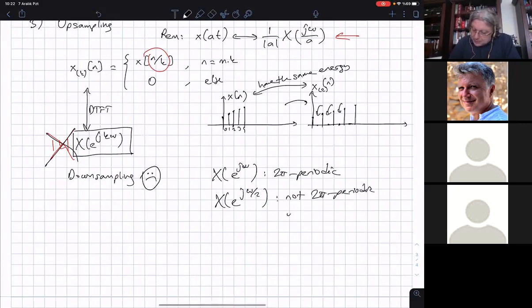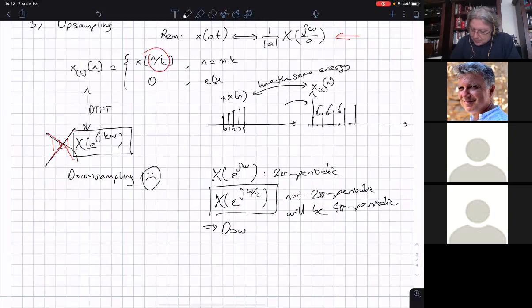It will be 4 pi periodic. So it's not going to be 2 pi periodic. Therefore, the downsampling Fourier transform is not simply this one. Fourier transform is not this, because it's not 2 pi periodic. It is something else. We must make it 2 pi periodic.